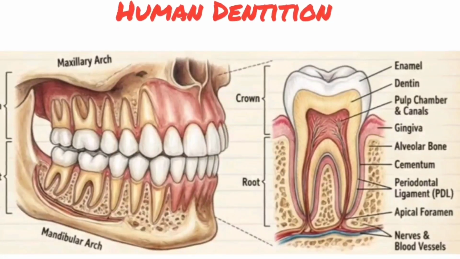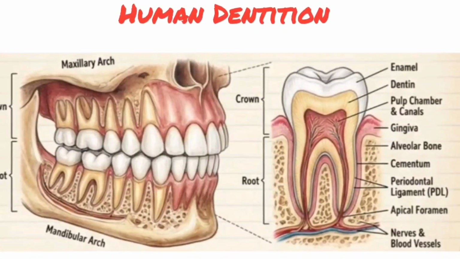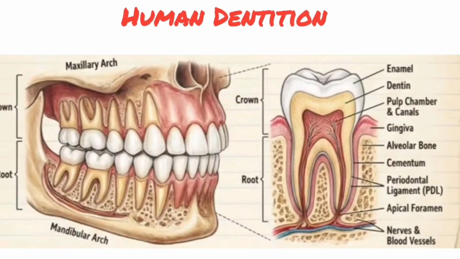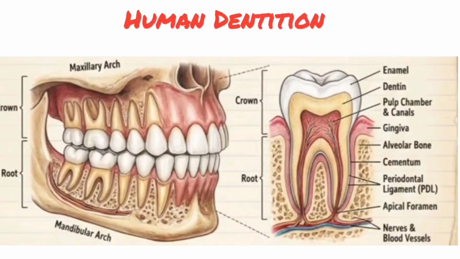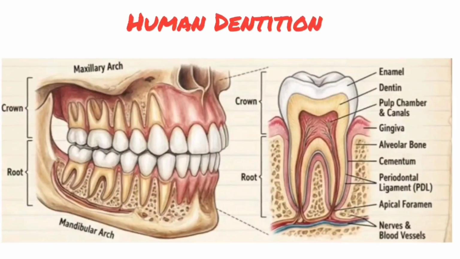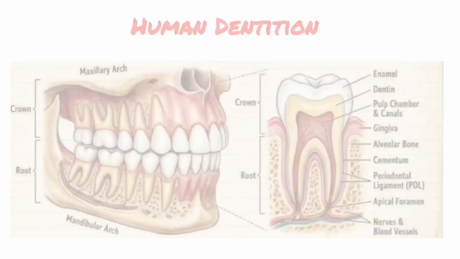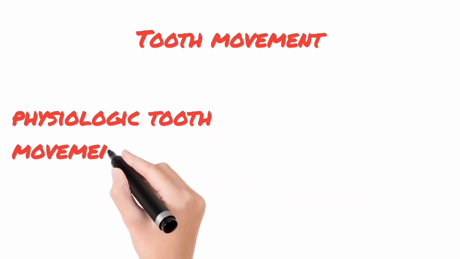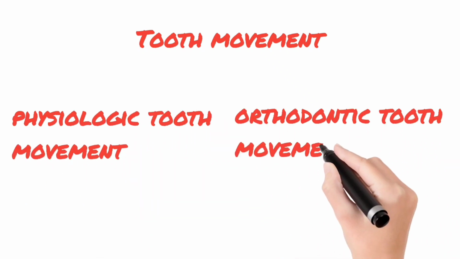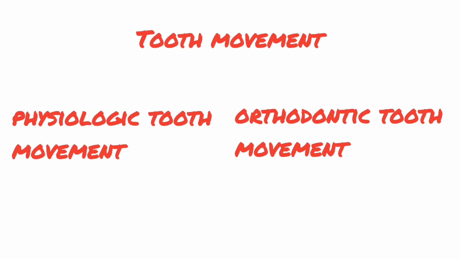Outermost layer enamel, followed by dentin, pulp chamber, and the root is covered by cementum, periodontal ligament, alveolar bone, and the apex has apical foramen through which blood vessels and nerves supply the tooth. We are going to see about physiological tooth movement, which is naturally occurring tooth movement, and orthodontic movement and its mechanism.